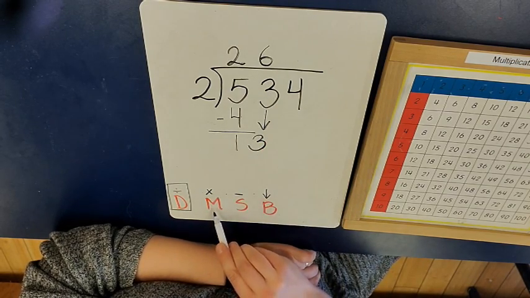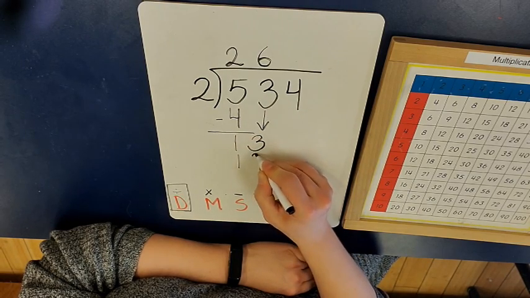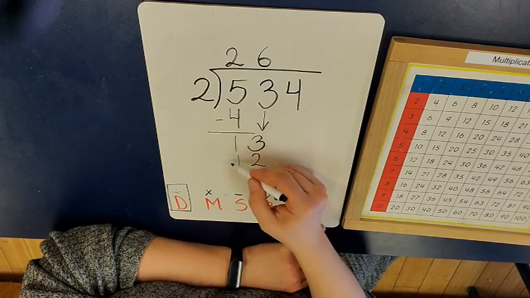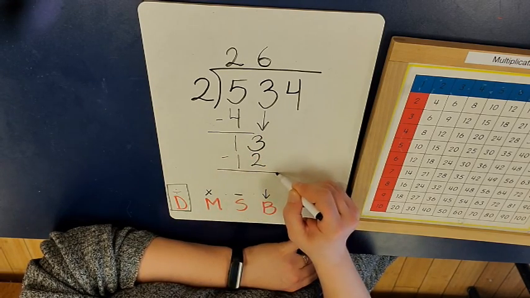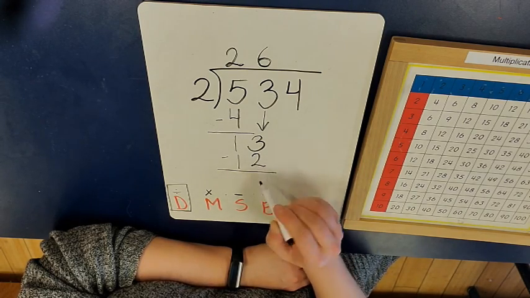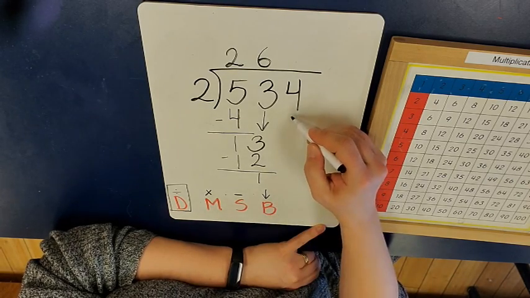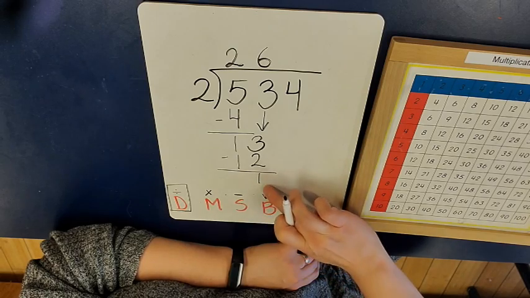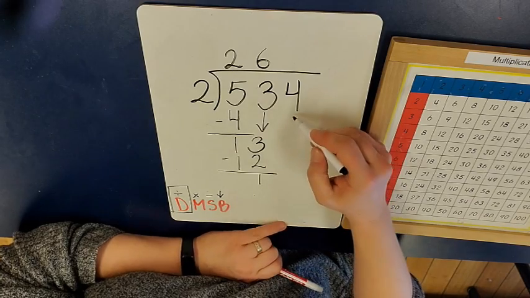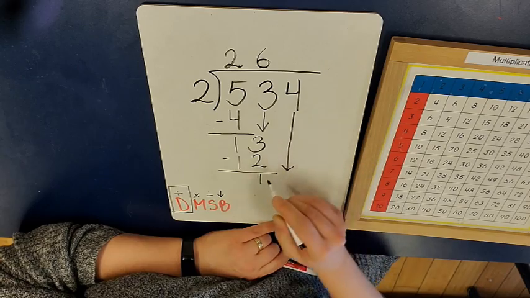Next step, multiply. 6 times 2 is 12. Next step, subtract. Turn this into a subtraction: 13 take away 12. That's one exchange. Next step, bring down. I notice that I'm running out of space. My next step is bring down. I'm going to bring down my very next digit all the way down.